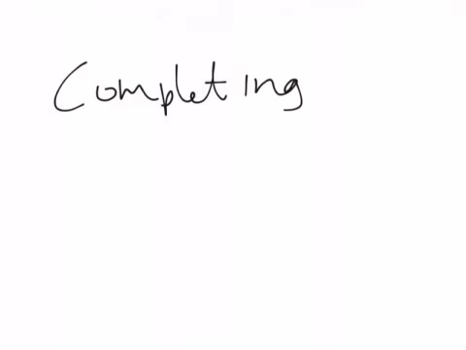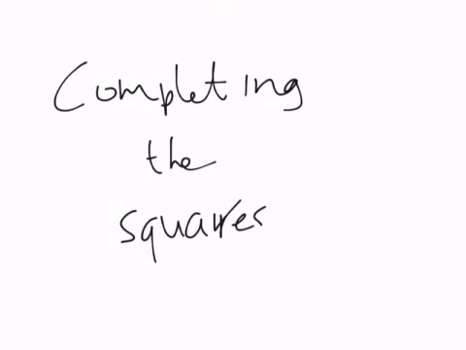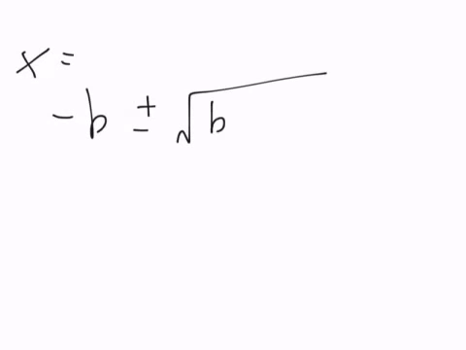And this method, completing the squares, is also useful for deriving the equation that we saw before. Just as a recap, let's write that equation down. x equals minus b plus or minus the square root of b squared minus 4ac, all over 2a. So, I'm going to show you how we get that.